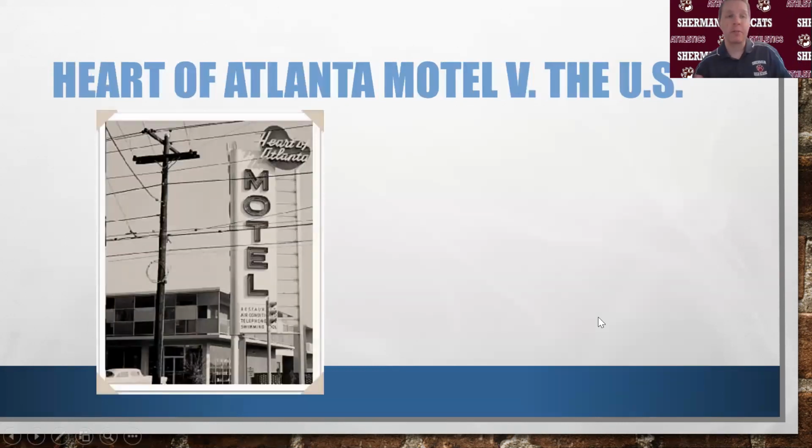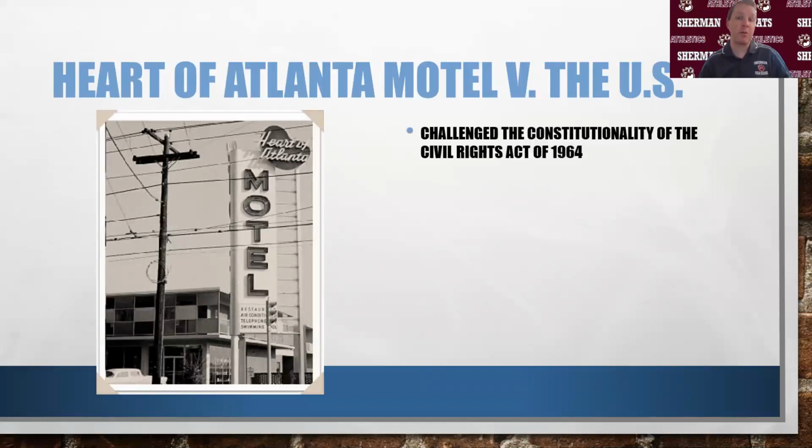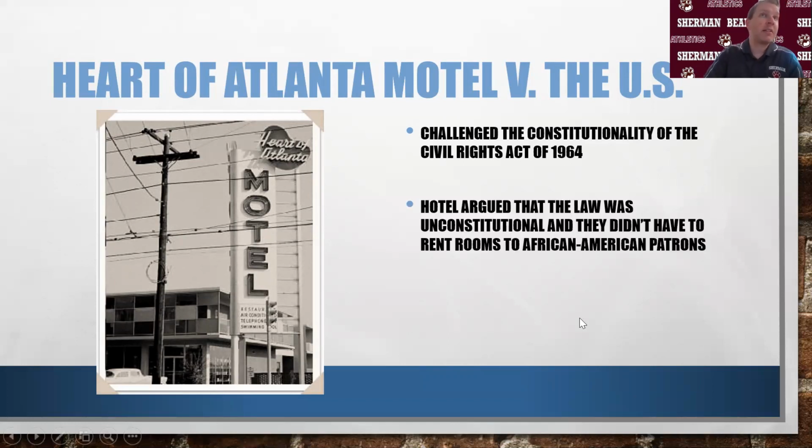Another one that deals with segregation is the Heart of Atlanta Motel versus the United States. Basically, the Heart of Atlanta Motel was challenging the constitutionality of the Civil Rights Act of 1964, which said you couldn't discriminate based on race. But the Heart of Atlanta Motel said we weren't going to let African-American people rent rooms here. That was kind of their deal. They decided they're a business, they have the right to refuse service to anybody they want. So they weren't renting rooms to Black Americans.